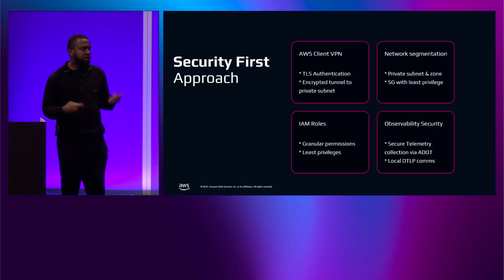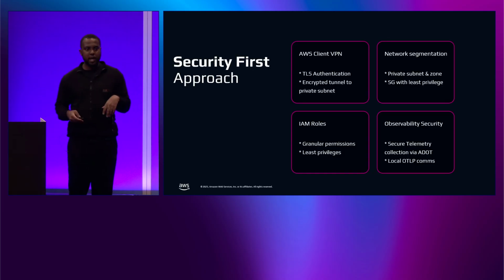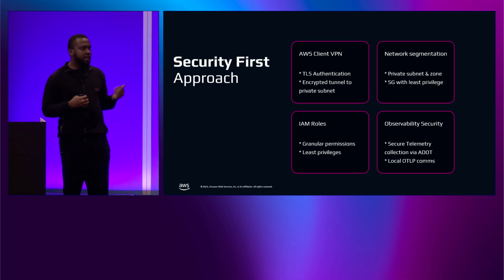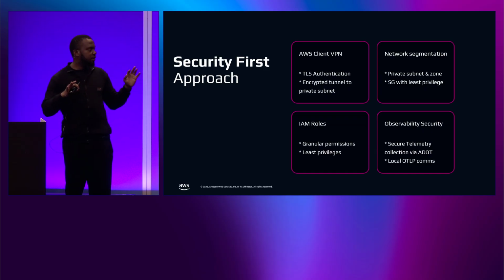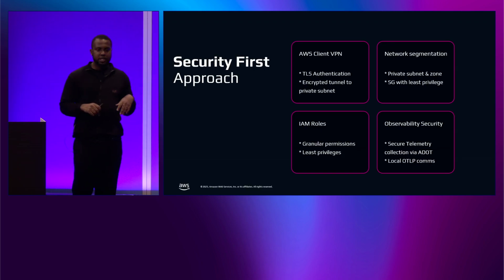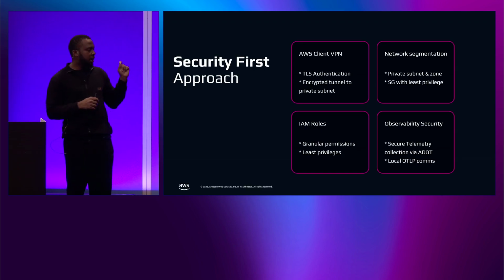So let's look into details. First of all, the security-first approach. We mentioned AWS Client VPN, which gives us a secure, encrypted tunnel to the private subnet. We also implemented the private subnet and public subnet, the idea of segmenting various subnets to give us security, and also leveraging security groups for least privilege. IAM roles were also leveraged to make sure particular services have the required permissions to access other AWS services.